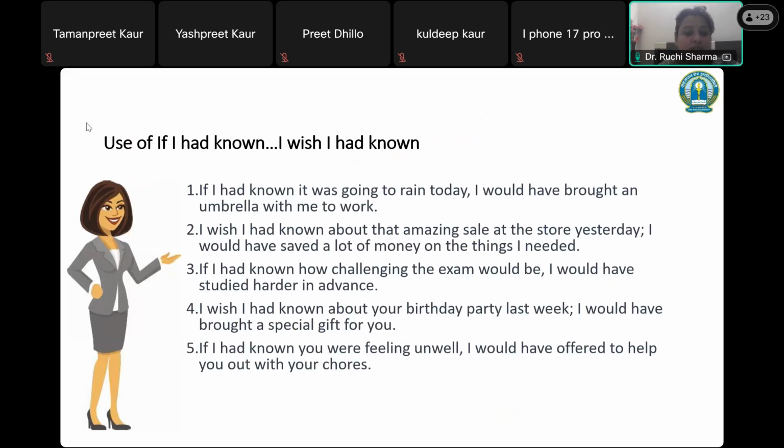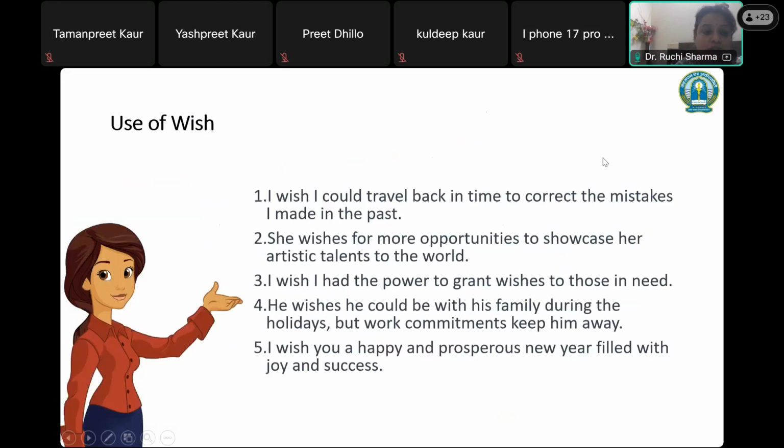mentioned there? Okay. So do you see there are other things as well, other words: last week, today, or some other terms like yesterday. These terms reflect that you have some of these options in past tense as well for you. Okay. So keep them in mind while you are preparing yourself for I had known, I wish I had known. Okay. So I wish I could travel back in time to correct the mistakes I made in the past.